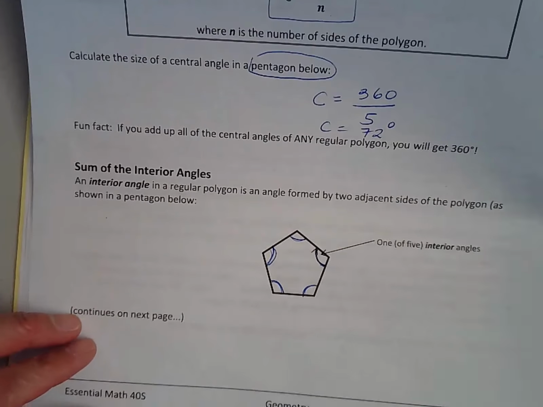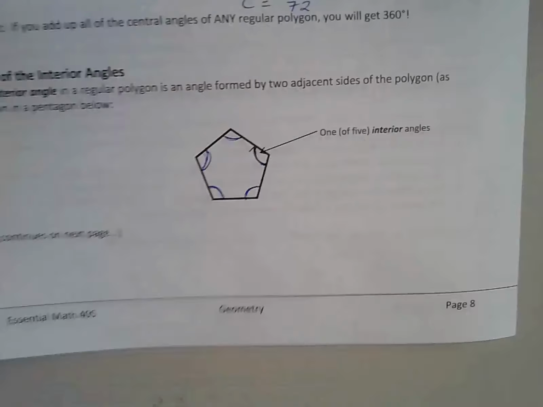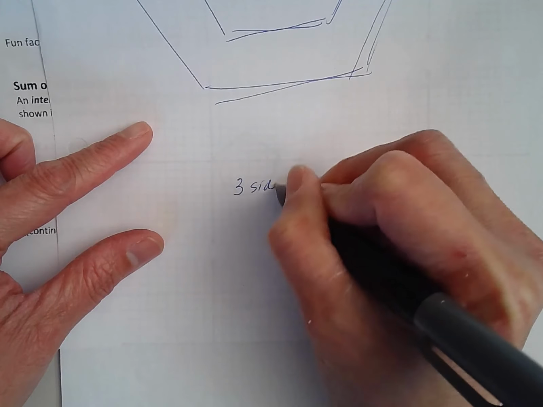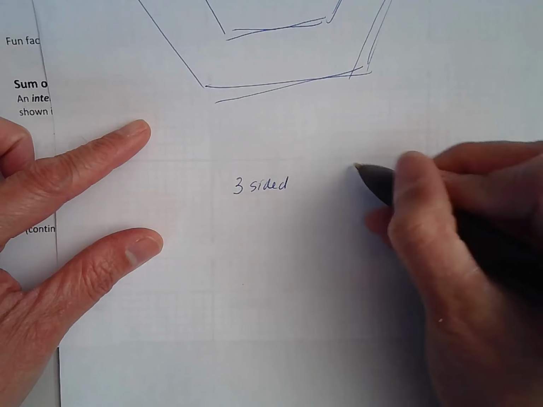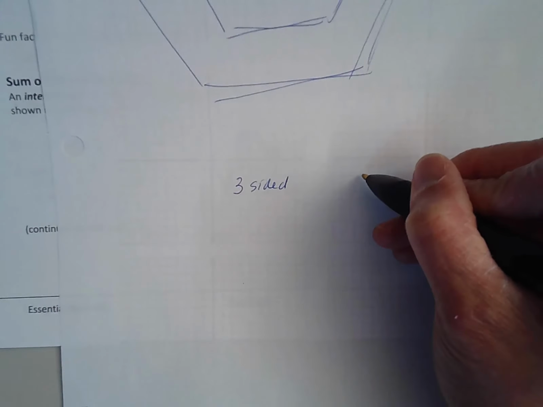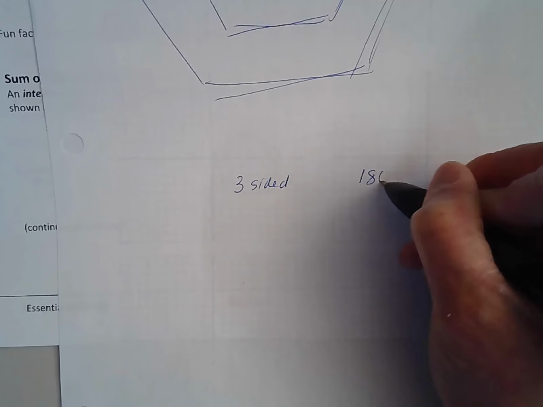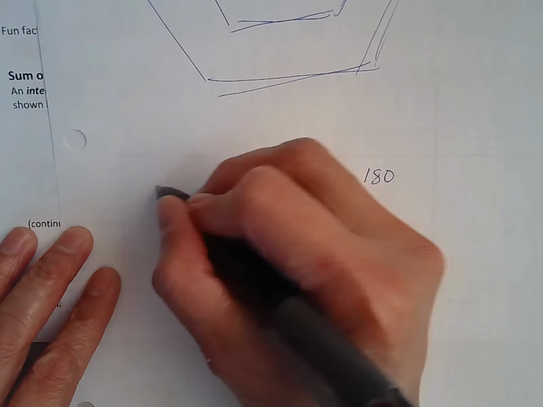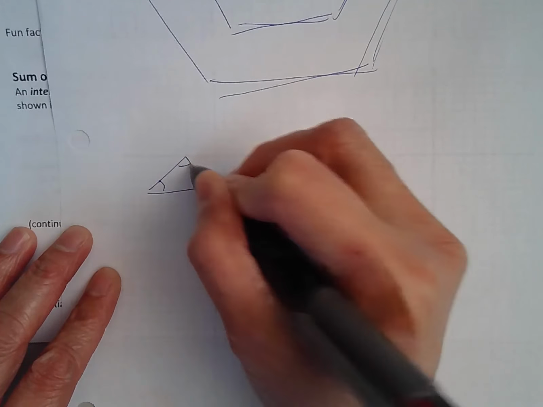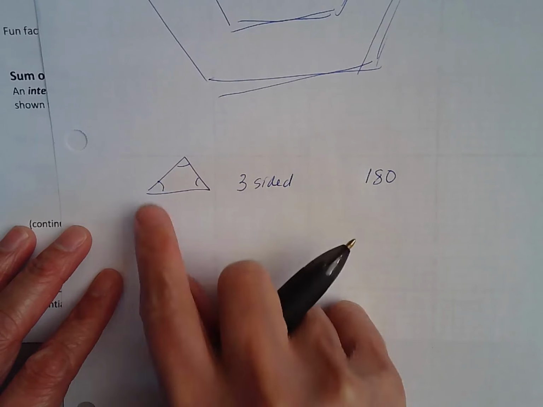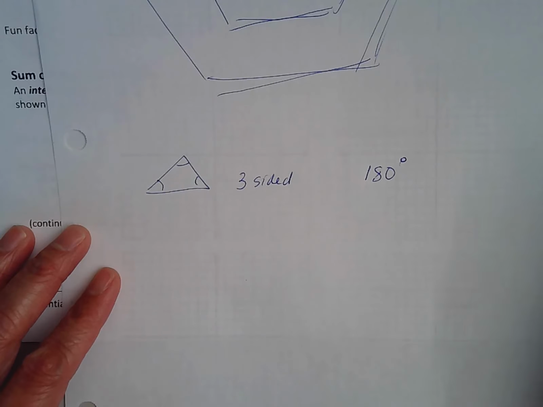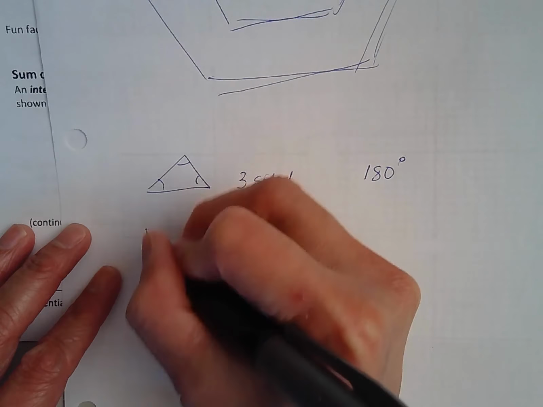Okay. Can we see something? Three-sided figure. The sum of the angles is what? 180. Oh, interesting. We know that, right? A triangle, when we add up all the angles, is 180 degrees. Yes, we know that. What about this part?